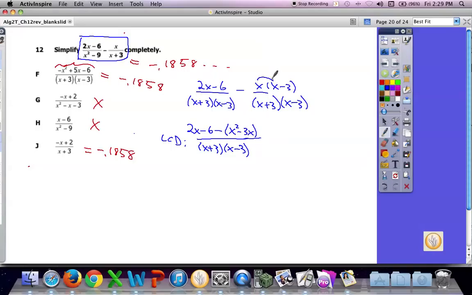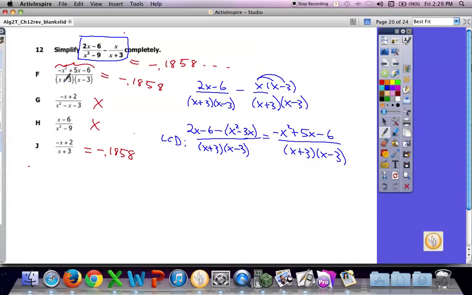Right, I'm doing this distributive property. But note that you still have this minus, which is in front of that. So that is actually going to turn this into negative x squared plus 5x minus 6 over x plus 3 times x minus 3. Right? That was that answer right there.